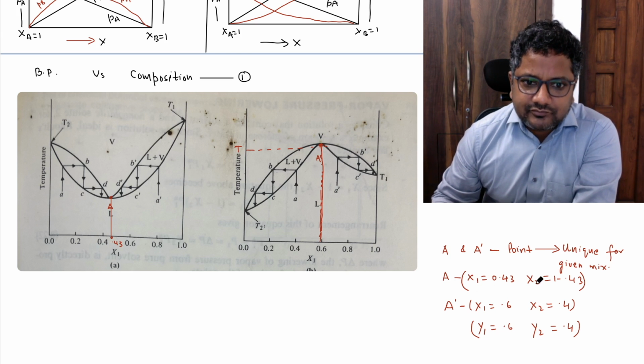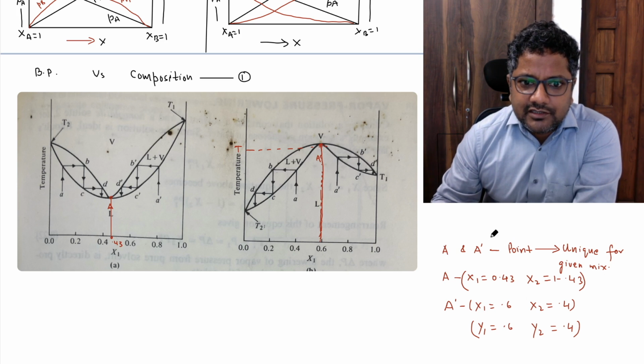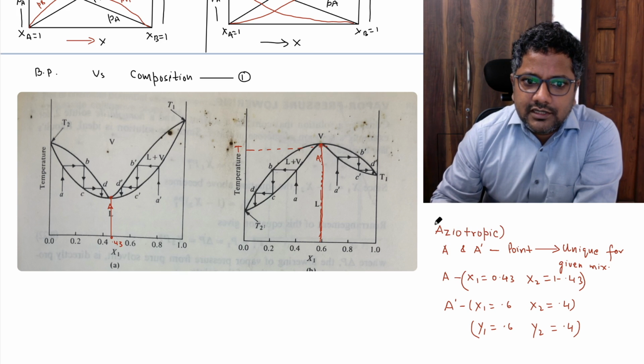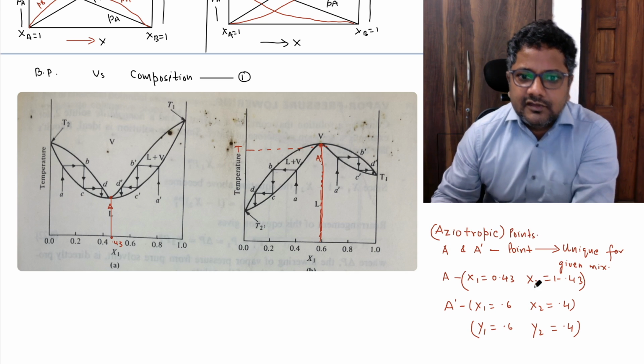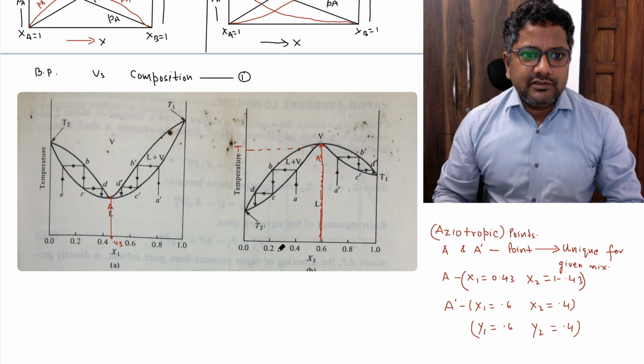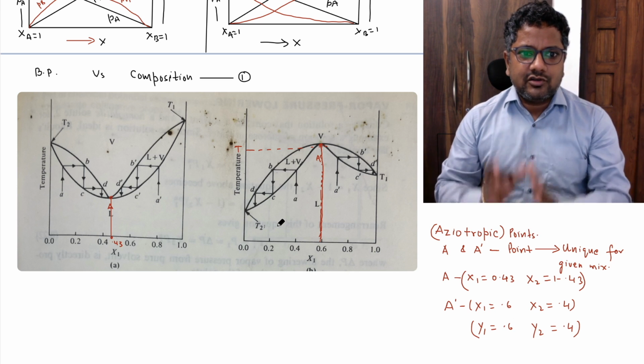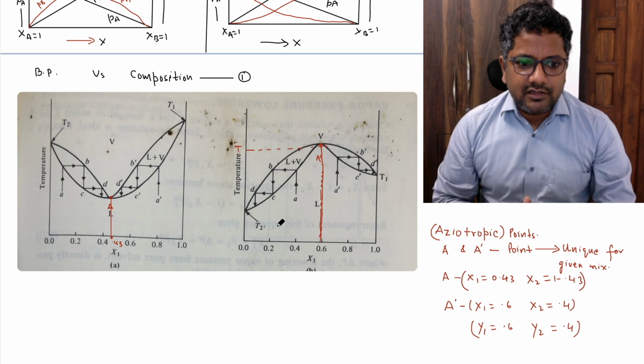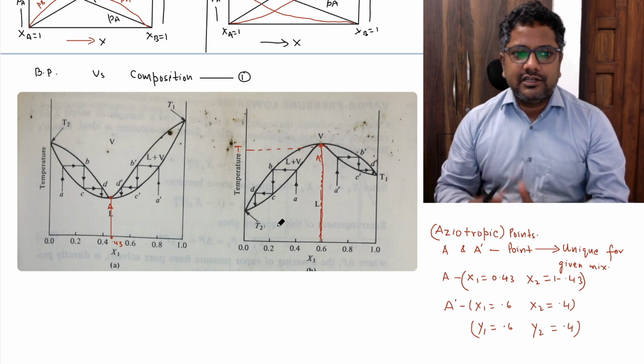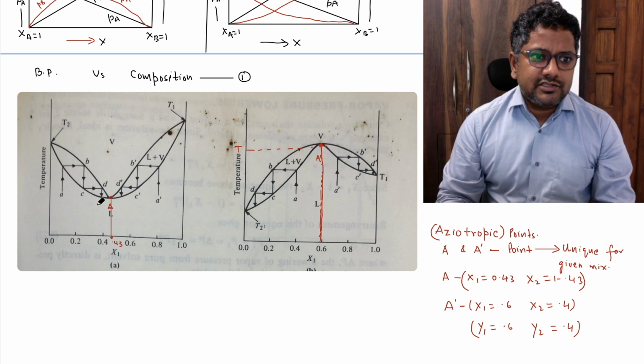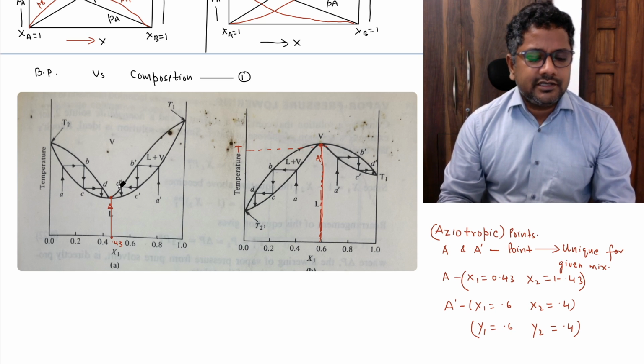And here for A also the same argument. So this A point and A dash point are known as azeotropic points. Once a system forms azeotropic mixture, it cannot be further separated by fractional distillation, right? Now all these terms, it is clear to all of you.